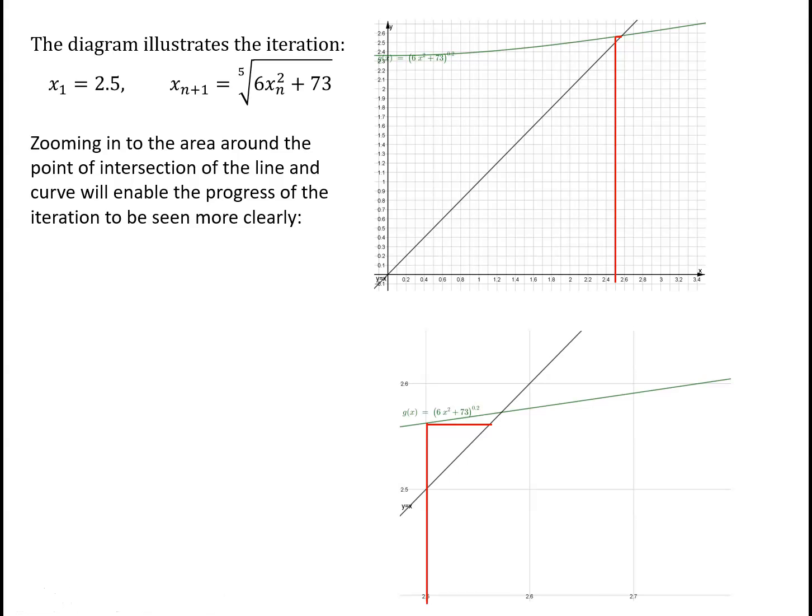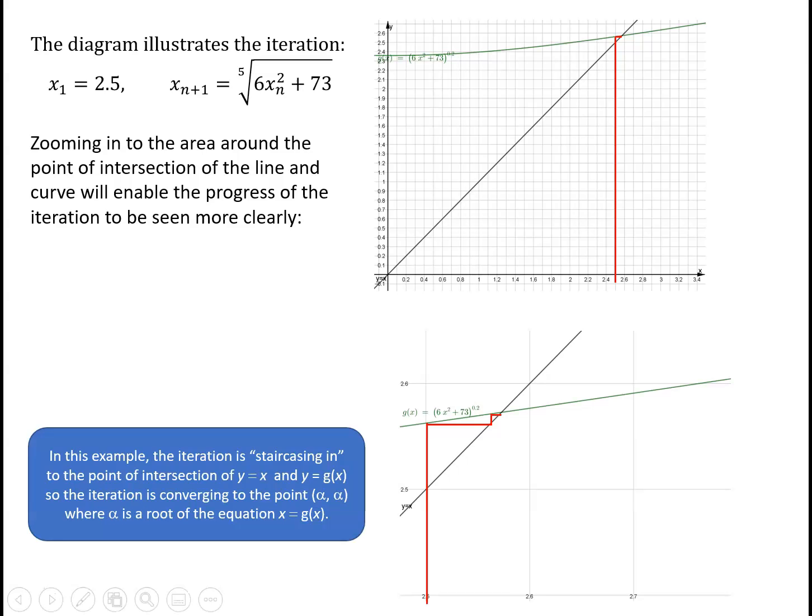From this point, we move horizontally across to the line, which will again give me the point (x2, x2). Vertically to the curve will give me the point (x2, g(x2)), in other words, the point (x2, x3). Horizontally to the line will give me the point (x3, x3). And then vertically upwards would then give me the point (x3, x4).